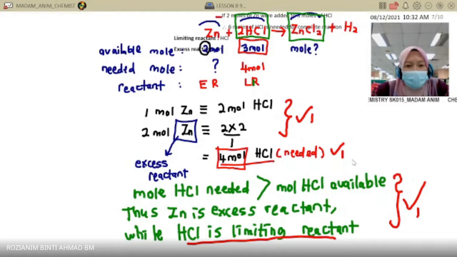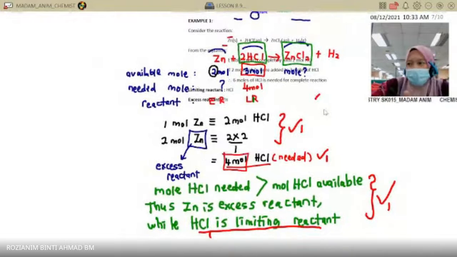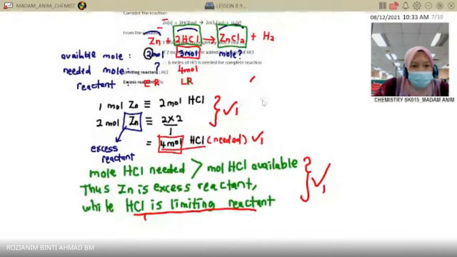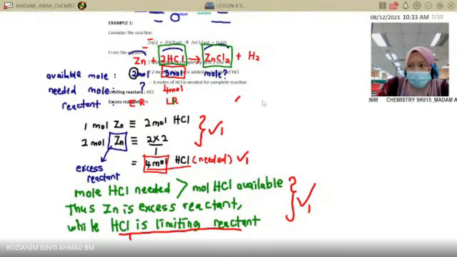Sekarang ni saya tunjuk zinc sebagai proof kepada excess reactant. Sekarang ni saya nak tunjuk pula, betul ke sebenarnya hydrochloric acid ni mengecilkan orang lain? Boleh sebenarnya. Sekejap saya tunjuk sekali lagi. You kena faham betul-betul cara tulis konsep dia ni. Saya pindahkan ke sini pula. Okay. So, apa nak buat? Sekarang saya tulis benda yang sama, tetapi zinc saya nak cari pula.